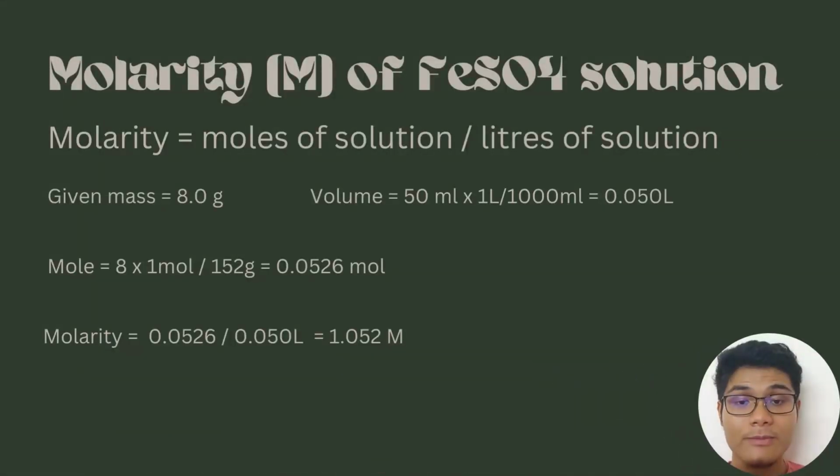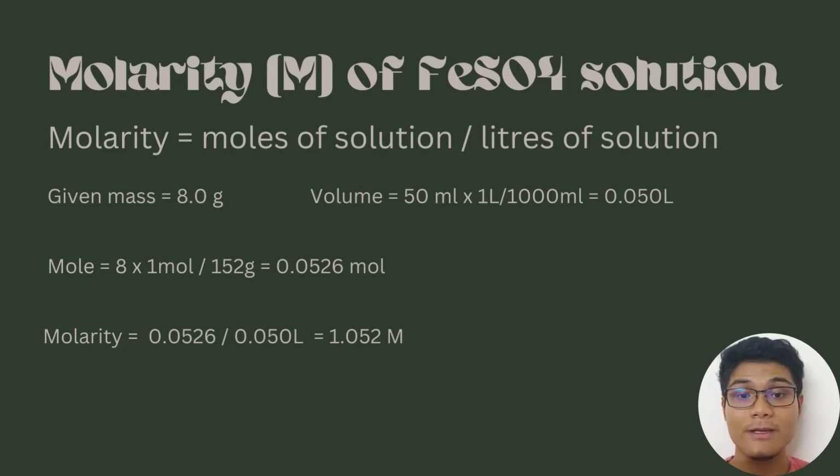So, in order to calculate the molarity of the FeSO4 solution, first of all, we need to take a look at the weight and volume of the solution used. As you can see, the given mass is 8 grams, while the volume used is 50 milliliters. If you convert that to liters, that is 0.05 liters.